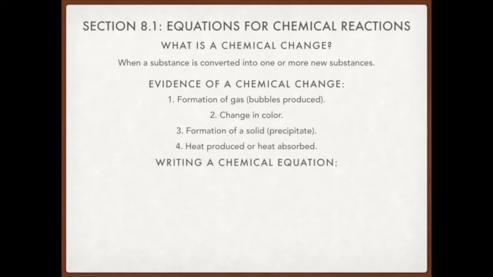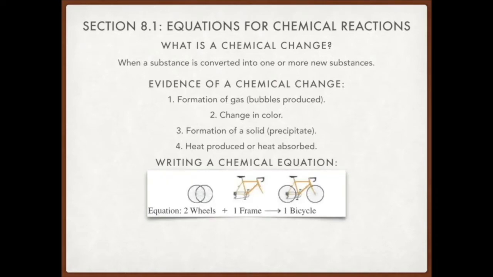Now, when we're writing a chemical equation, I gave this kind of, and your book gave this kind of mundane example of taking 2 wheels, adding a frame, and it becomes a bicycle. The purpose of this is to show you what a chemical equation shows you. The reactants would be your wheels and your frame. Those are what go into the reaction. That arrow represents a chemical change occurring, and then the bicycle is your product. Now, we say that 2 wheels and a frame react to produce, that's what the arrow means, to produce 1 bicycle.